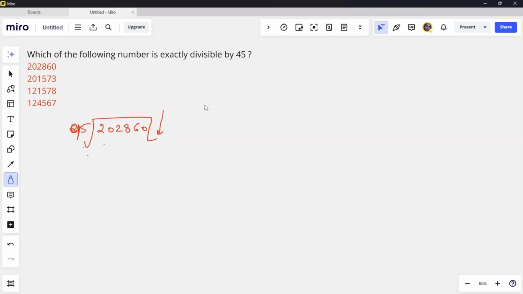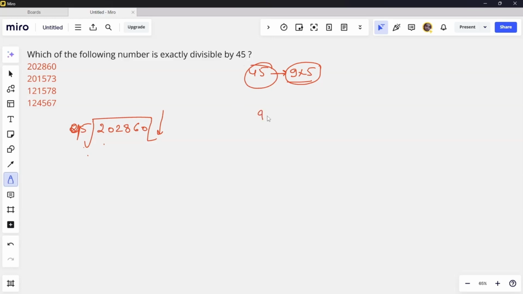We will solve this question by using aptitude. Let me tell you what 45 is. 45 is nothing but 9 into 5. If a number is divisible by both these numbers, it means that particular number will also be divisible by 45.